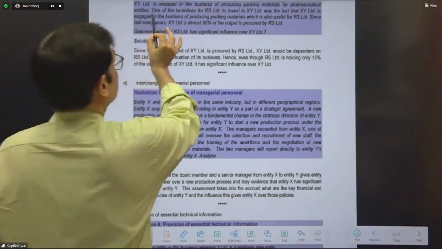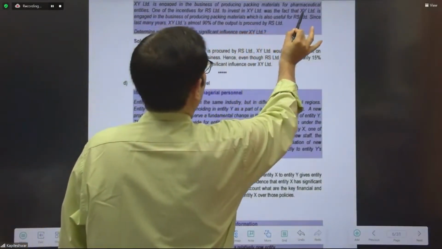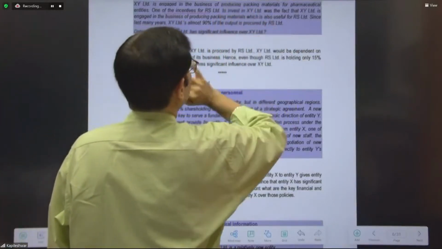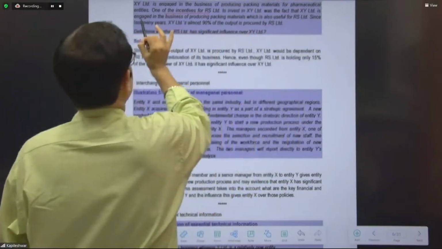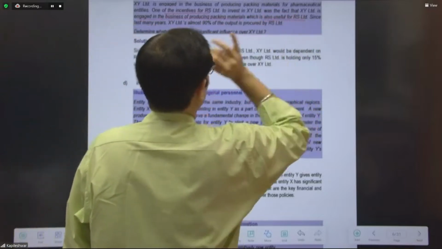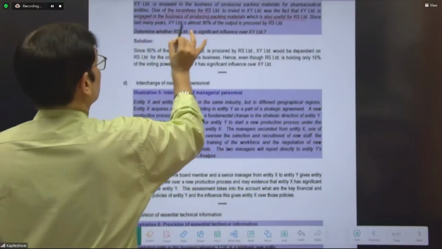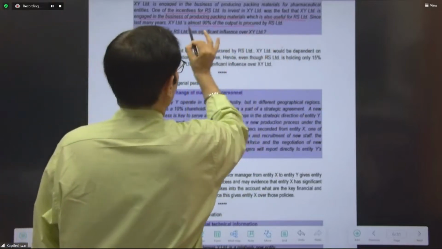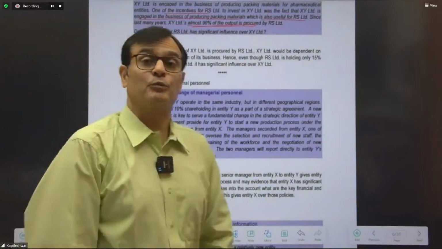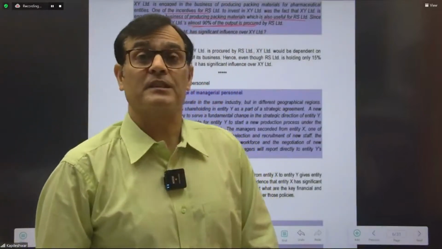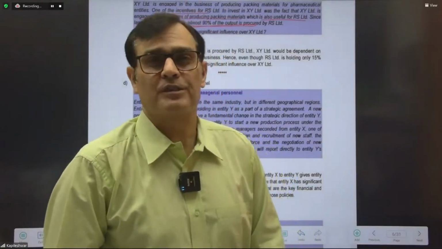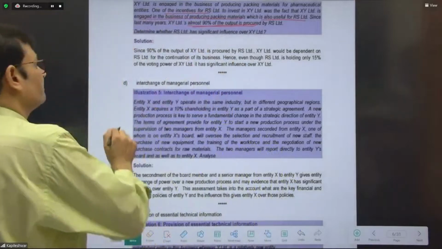It says X is engaged in the business of producing packing material. One of the incentives for RS to invest in XY is the fact that he's engaged in the business of producing packing material, which is also useful for RS. For many years, almost 90% of the output is procured by RS. They've got material transactions with each other. 90% of the output of the investee is being procured by the investor. So they've got certain material transactions with each other.